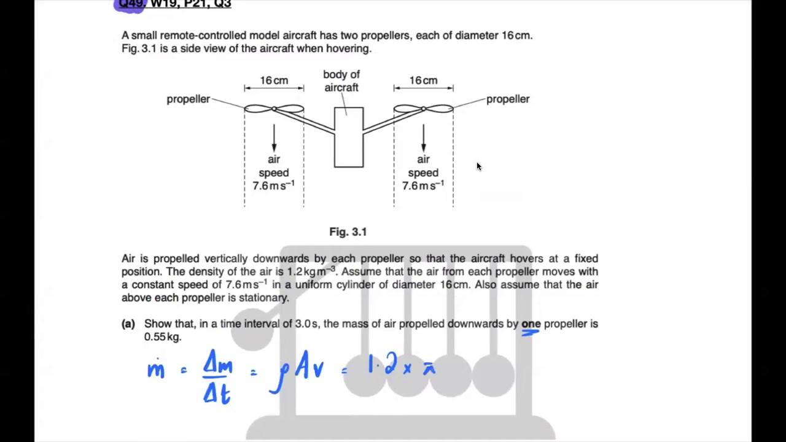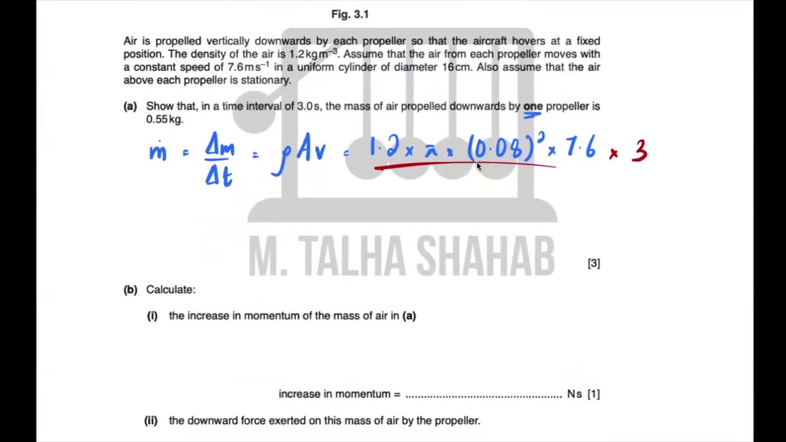So pi into the length, which is 8 centimeters, so 0.08 squared, into v, which is 7.6. Again, this is just for 1 second. So for 3 seconds, I'll just have to multiply this by 3. Very straightforward. And now we are eventually getting the hang of this idea. And this should give you 0.55 kg.